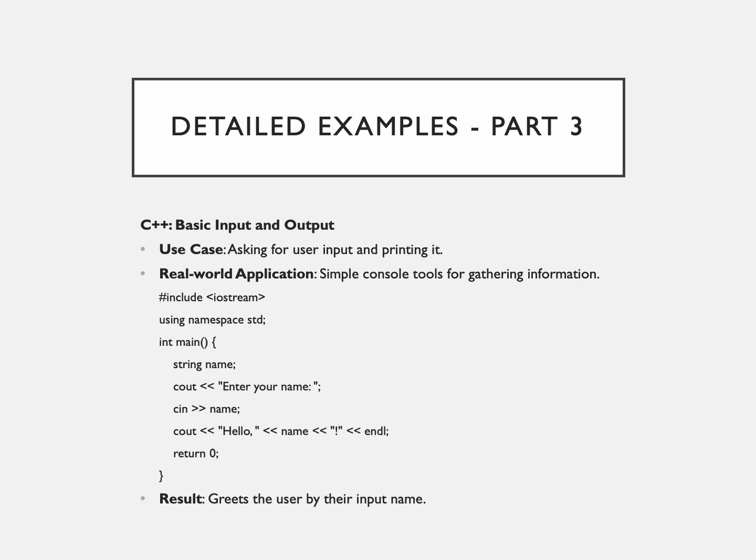Next we have an example for C++ basic input and output. The use case is asking for user input and printing it, for simple console tools for gathering information. So we'll have include iostream, input output stream, then using namespace std, then int main, string name.